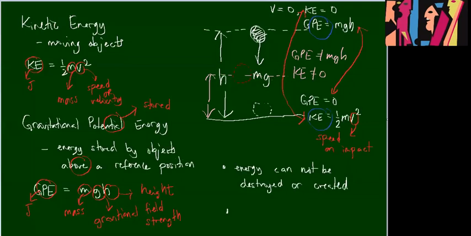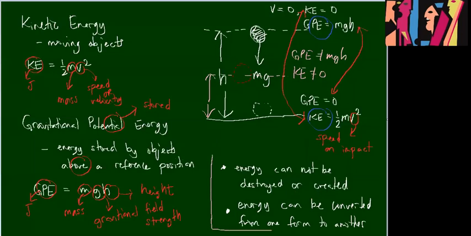So not only can energy not be created or destroyed, energy, however, can be converted from one form to another. In this case, from gravitational potential energy to kinetic energy. These two statements are very, very important in physics. These two statements summarize what's known as the law of the conservation of energy.